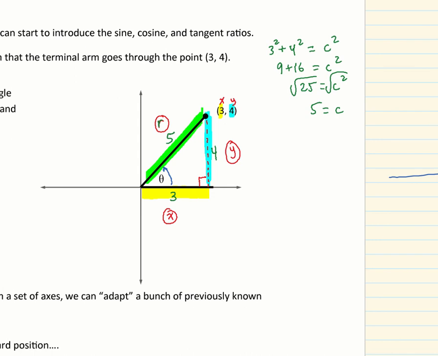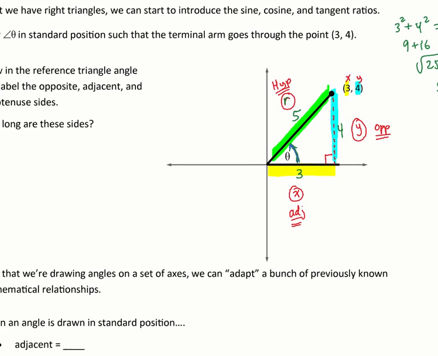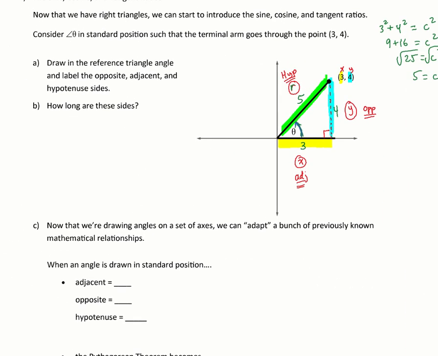We also have another set of names for these sides based on theta. Opposite theta is the y side. Adjacent to theta down here is the x side, and the radius is our hypotenuse. So we have a lot of names for really the same sides in this triangle. Let's go back to our notes. We have the length of the sides, and we've given them several names.